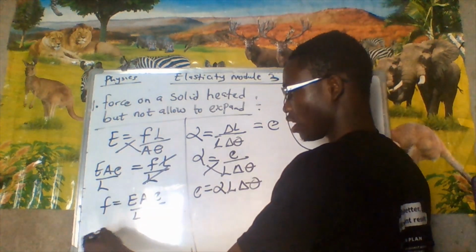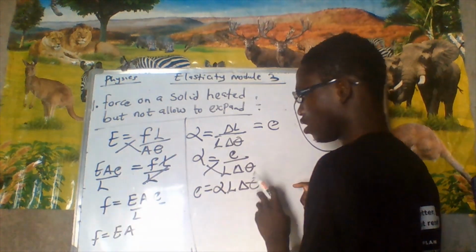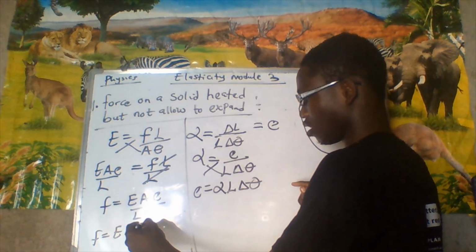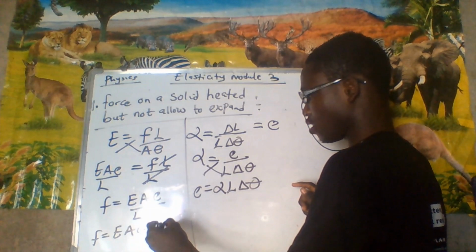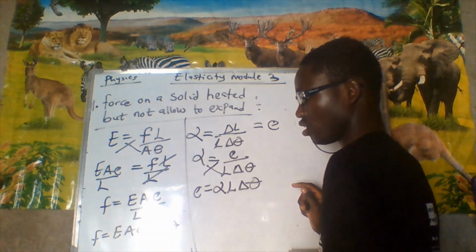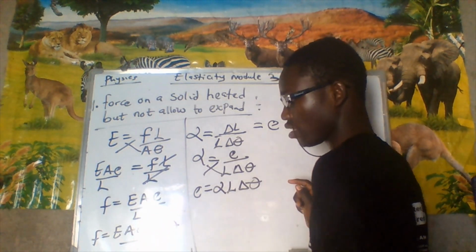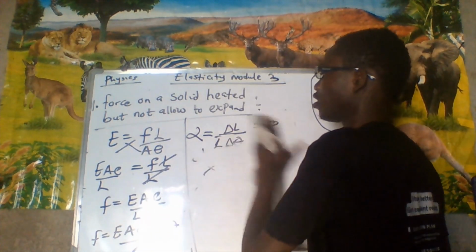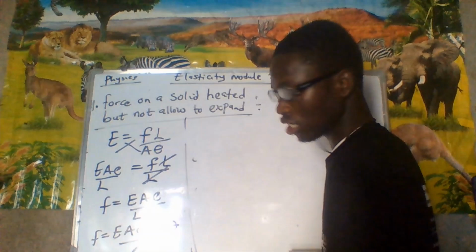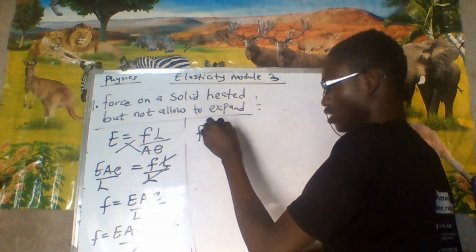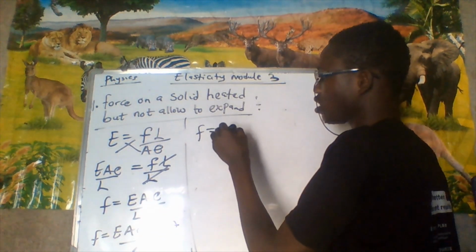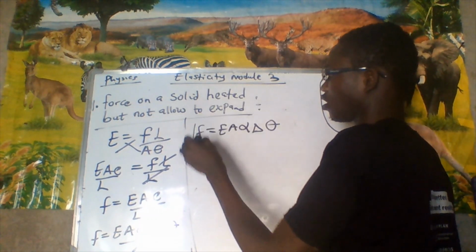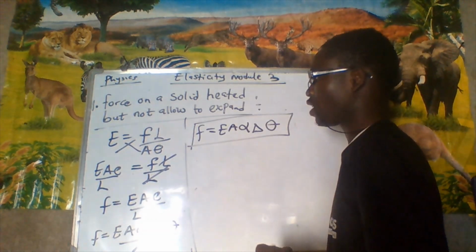So you now input the value of extension here. It becomes expansivity times length times change in theta, then over your length. The length here cancels the length here. And finally, the force on a solid that is heated and not allowed to expand will be force equals EA expansivity change in theta. Keep this formula, it is very, very important.